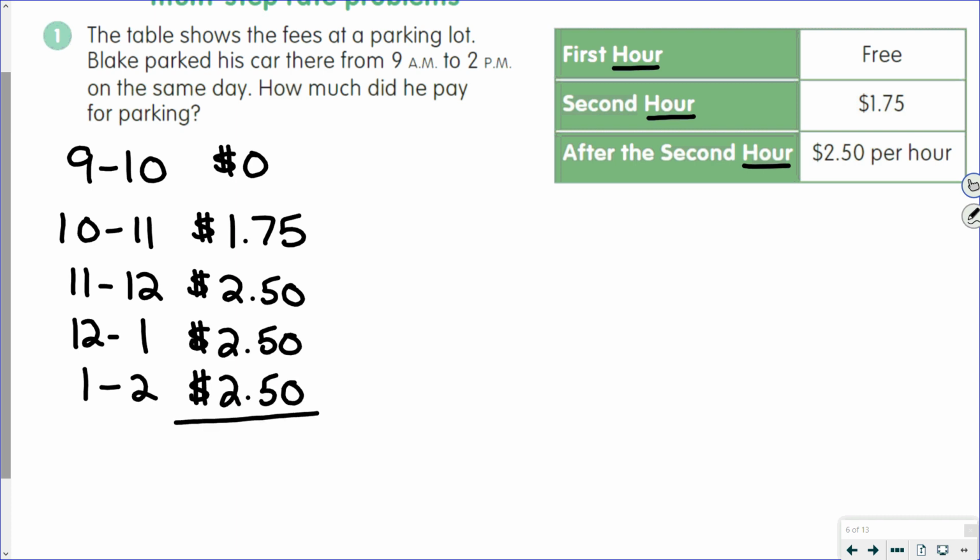And so to figure out how much he pays, we add all those together. Well, 5 plus 3 zeros is 5. 3 5s are 15, plus 7 is 22. 4 2s are 8, plus 1 is 9. So Blake pays $9.25.